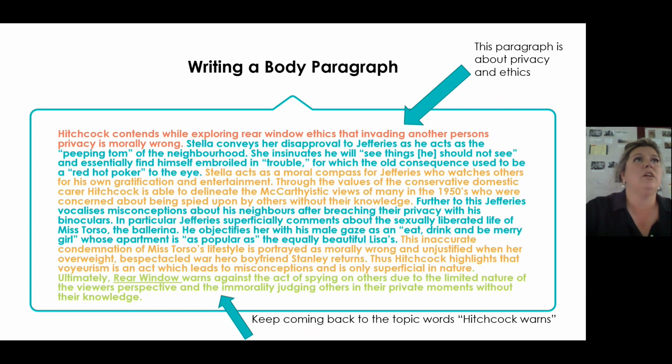I have to come back to the word in the topic, which was "Hitchcock warns." "Ultimately, Rear Window warns against the act of spying on others due to the limited nature of the viewer's perspective and the immorality of judging others in their private moments without their knowledge."